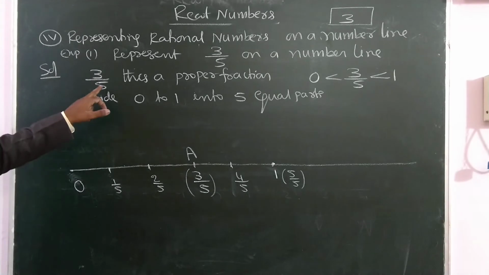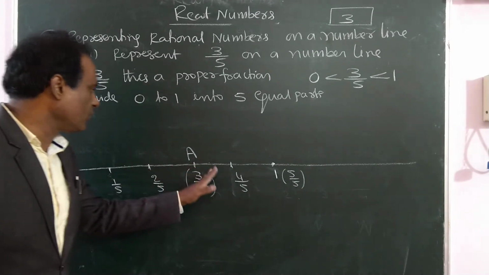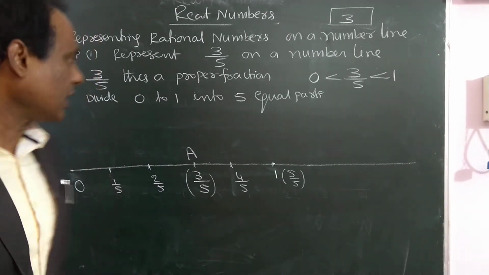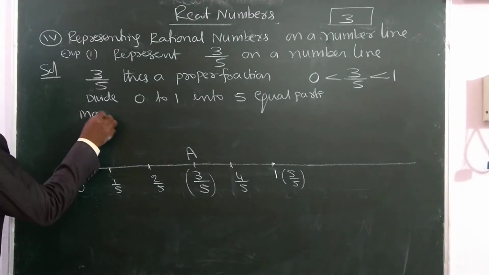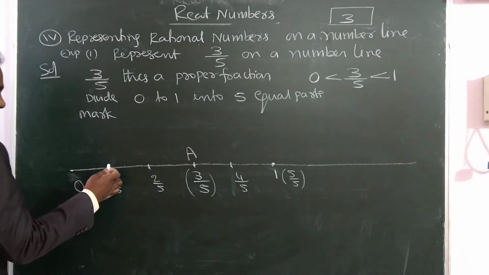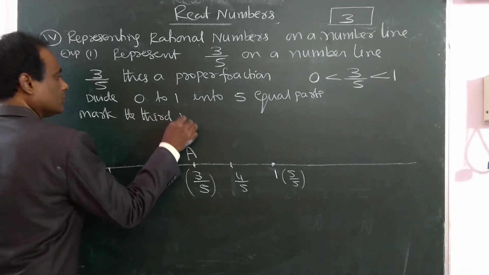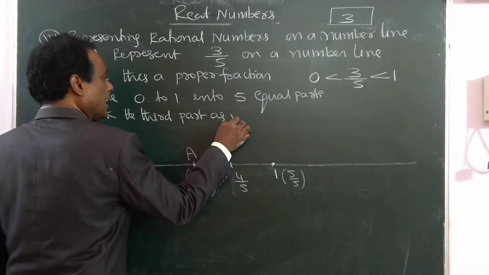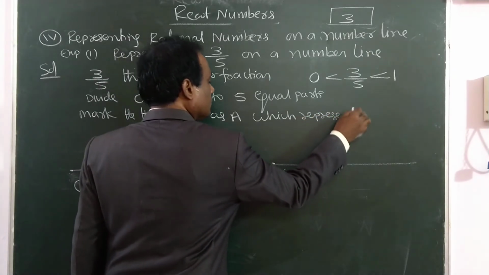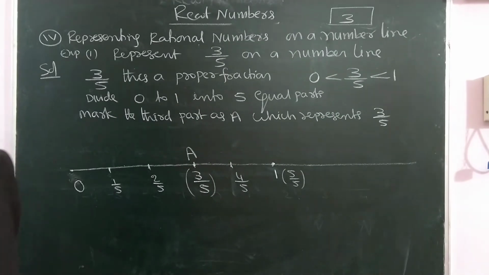It is very simple. First see the denominator, 5. Divide 0 to 1 into 5 parts: 1, 2, 3, 4, 5 parts. Take the third part. So 3 by 5. That's all. So write down. Which part do we have to take? The third part, because we have to take 3 parts. 1, 2, 3. Mark the third part as A, which represents 3 by 5. This is the procedure.